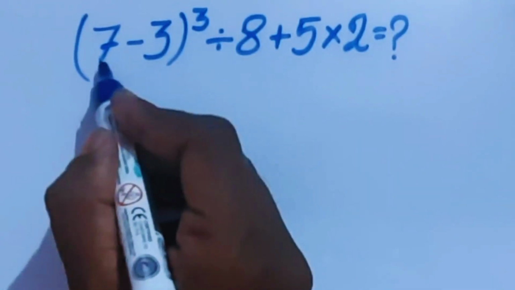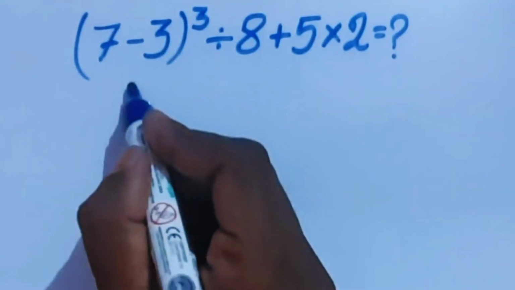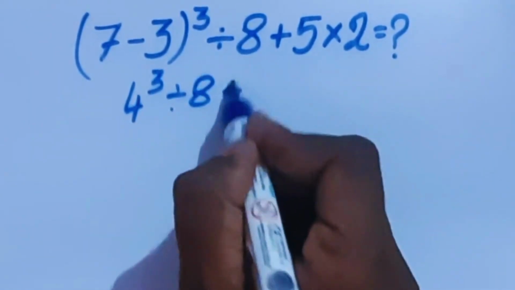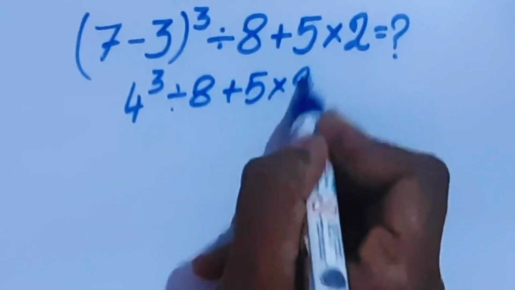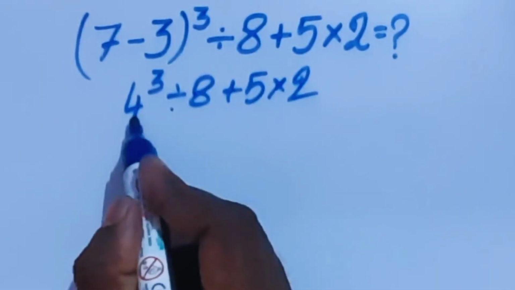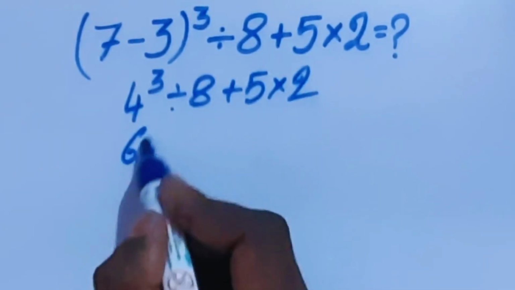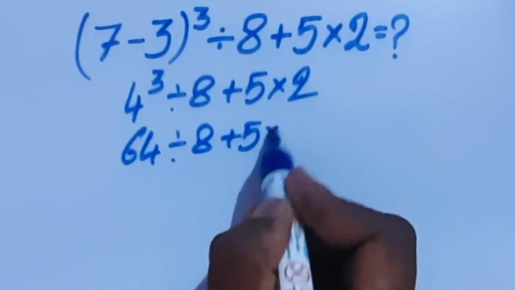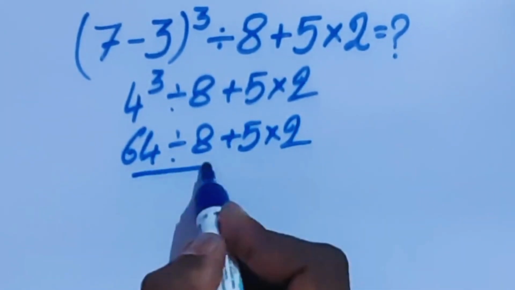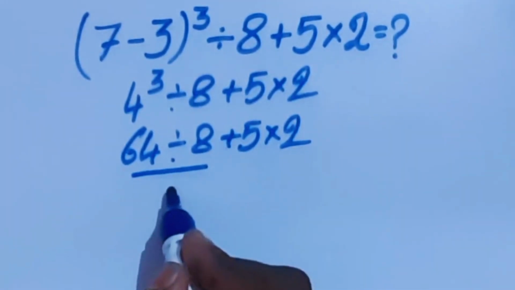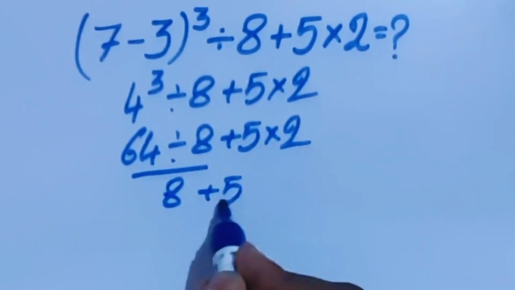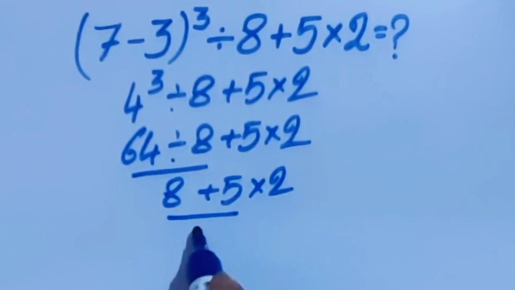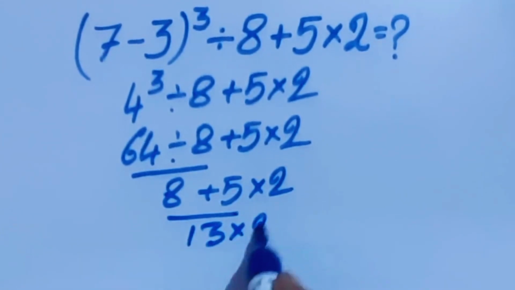Here we have 7 minus 3. 7 minus 3 is 4, to the power of 3, divided by 8, plus 5 times 2. Here 4 to the power of 3 is 64, divided by 8 plus 5 times 2. Here 64 divided by 8 is 8, plus 5 times 2. Here 8 plus 5 is 13, times 2.